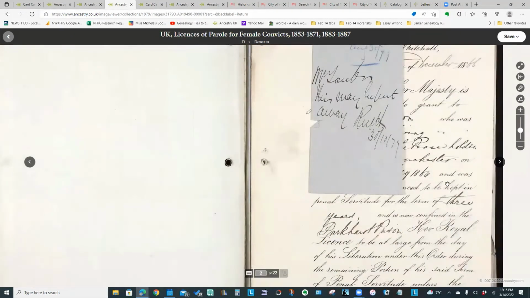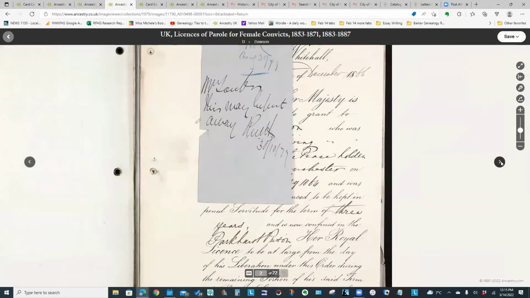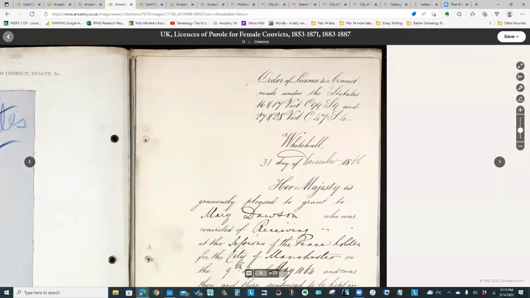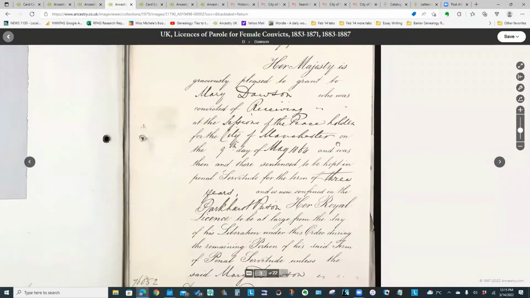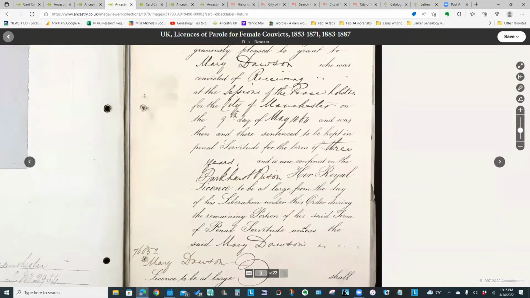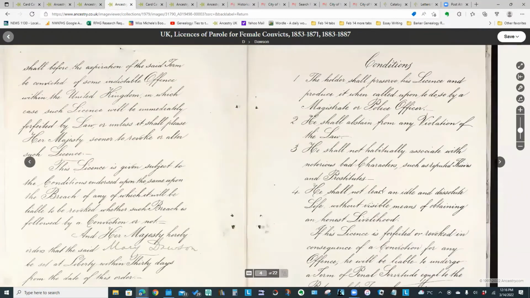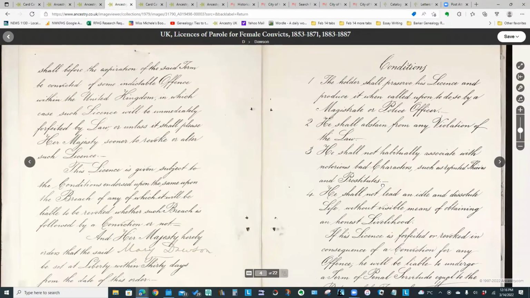And if we take a look at the other documents, this is basically the license itself, the letter that is saying that Mary Dawson has the approval to be at large, is the way they phrase it. The wording is licensed to be at large, provided, and here's all the fine print, provided that she does not reoffend.